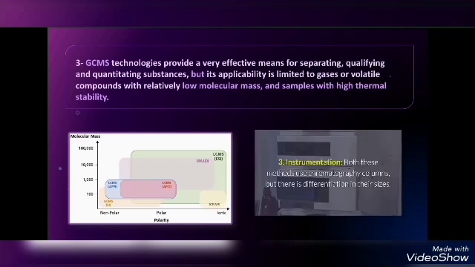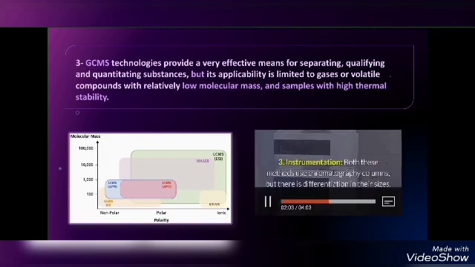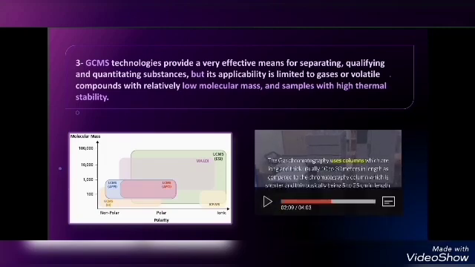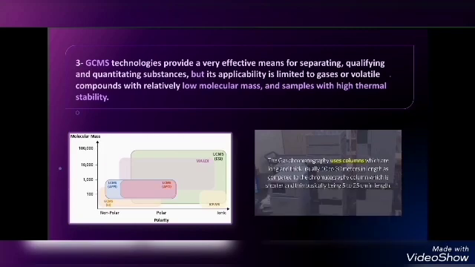3. Instrumentation. Both these methods use chromatography columns, but there is a differentiation in their sizes. The gas chromatography uses columns which are long and thick, usually 10 to 30 meters in length, as compared to the HPLC chromatography column which is shorter and thin, basically being 5 to 25 centimeters in length.